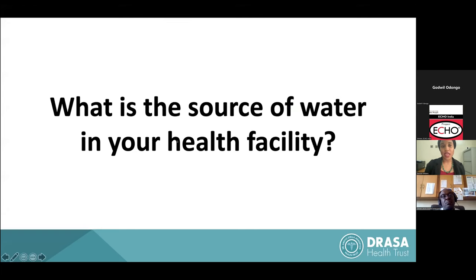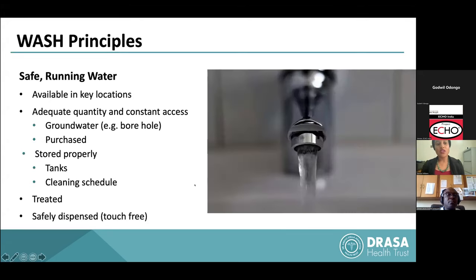your health facility. There have been surveys done here in Nigeria to show that many health facilities don't have constant running water. They buy their water, and even that purchasing of water is not consistent. Many times they run out. So the idea of WASH when it comes to water is that we should have clean running water, that's safe water, available in the key locations where we need it in the health facility.